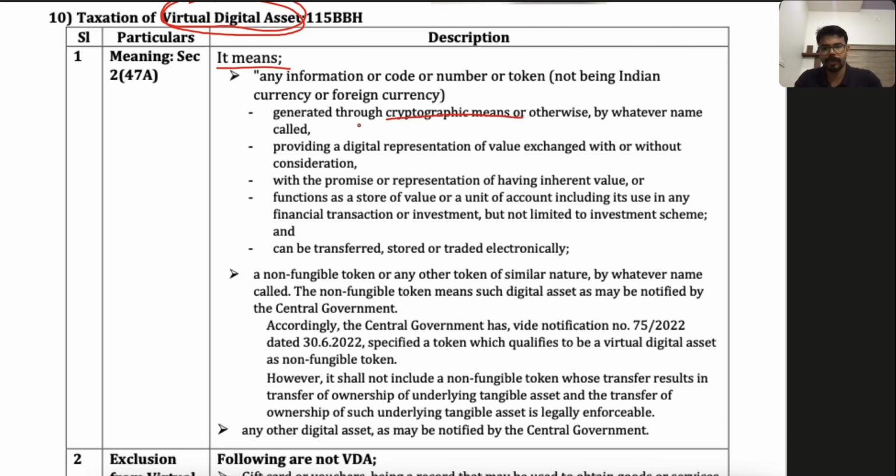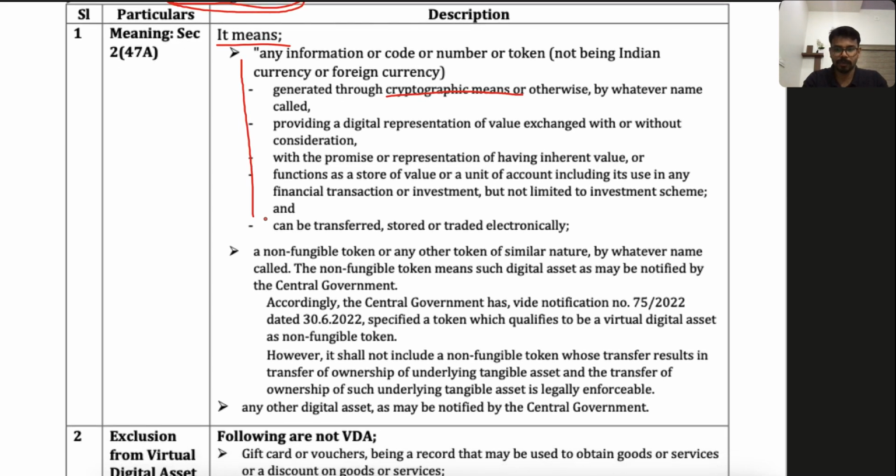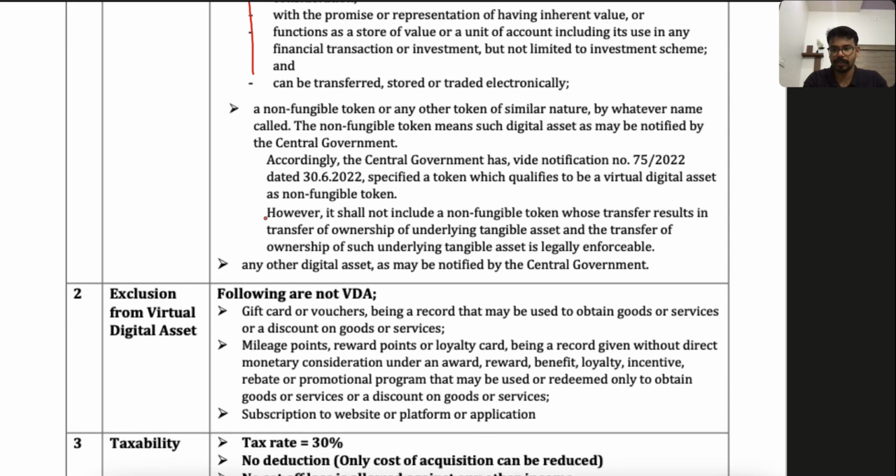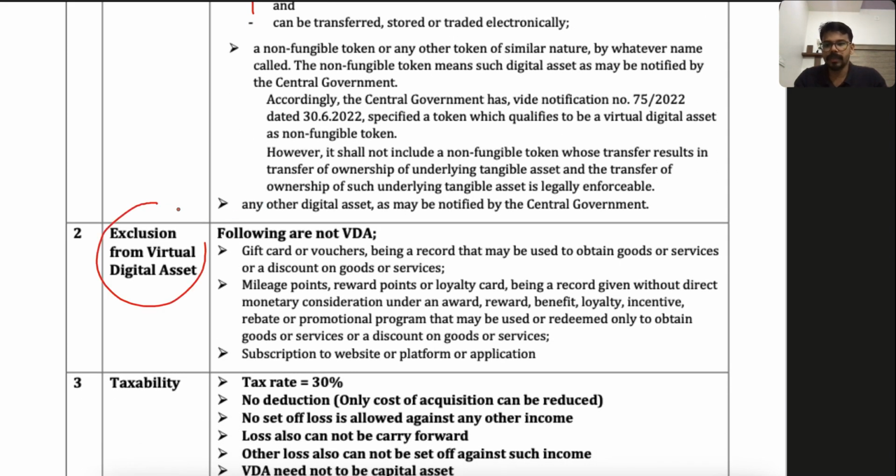So you can just copy it. This is the meaning they have given. I'm not going to explain it in detail, but I'll tell you the taxation. There are some things which are specifically excluded from the virtual digital asset definition: gift cards, vouchers, being records that may be used to obtain goods or services or a discount on goods or services.